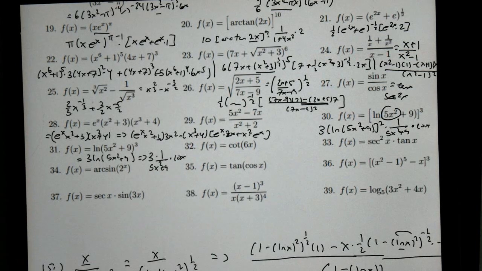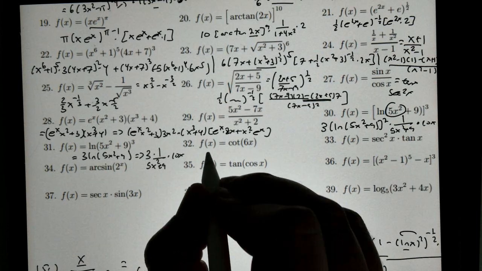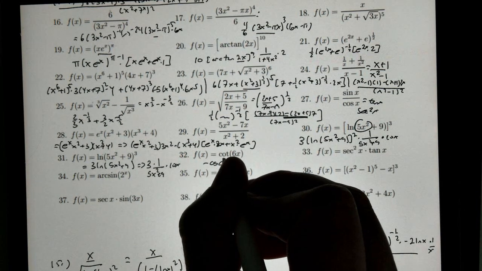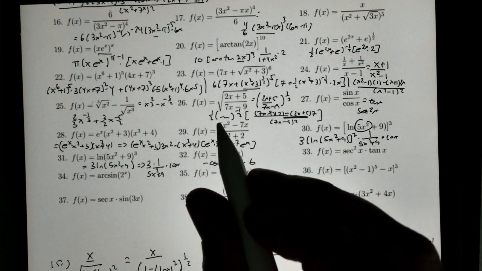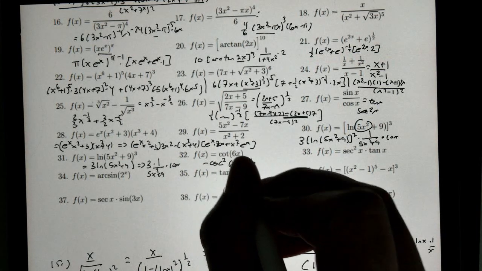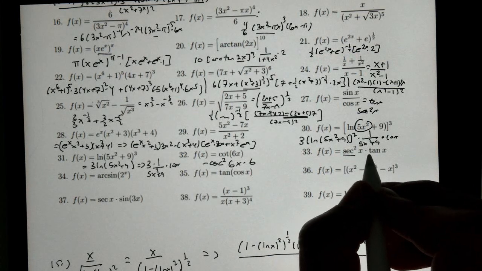Your chain rule again. Derivative of cotangent is negative cosecant squared, so we get negative cosecant squared of 6x times 6. Okay, that's hard to read. Let me make it look a little bit nicer. 6x times 6.